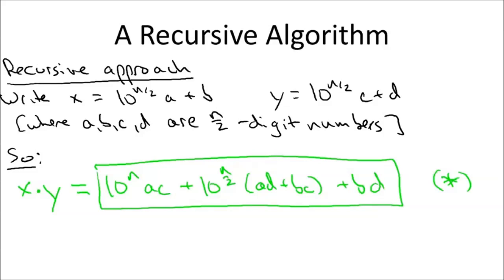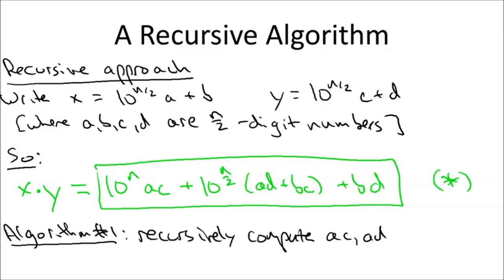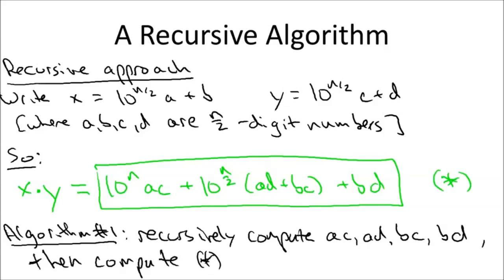So we began with the sort of obvious recursive algorithm where we just evaluate the expression star in the straightforward way. That is, star contains 4 products involving n over 2-digit numbers, AC, AD, BC, and BD. So we make 4 recursive calls to compute them, and then we complete the evaluation in the natural way. Namely, we append zeros as necessary and add up these 3 terms to get the final result.